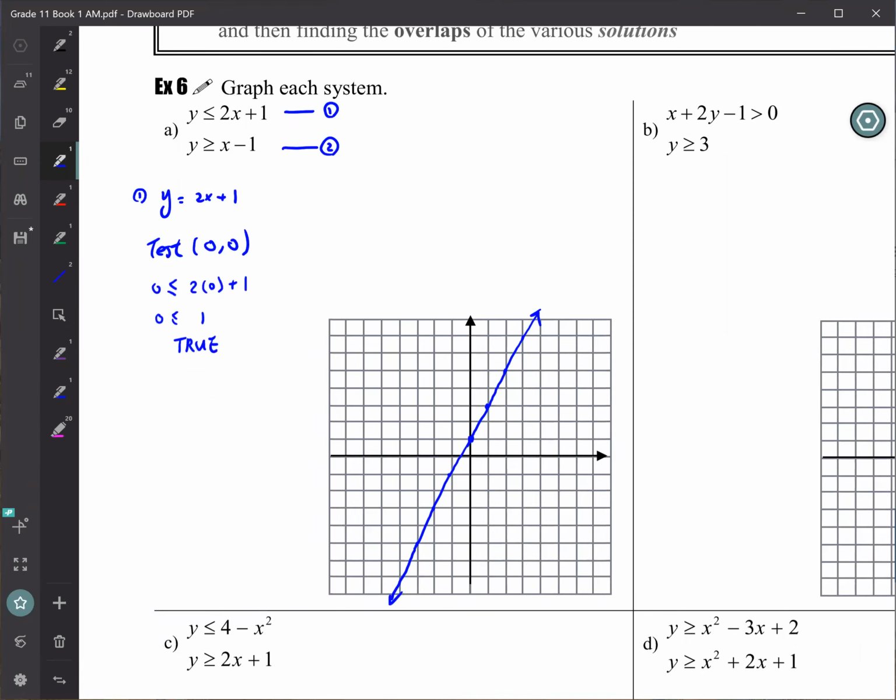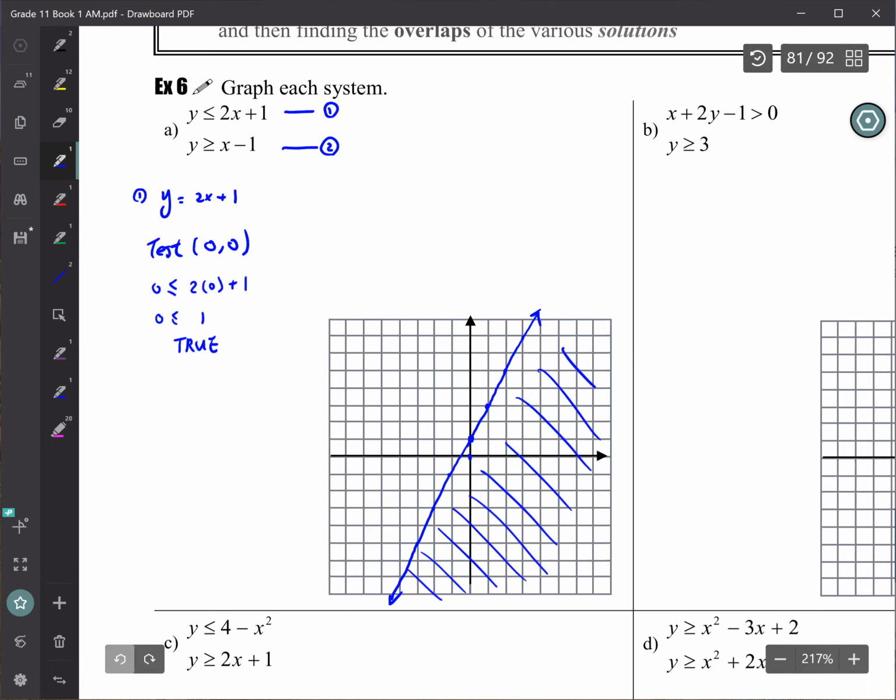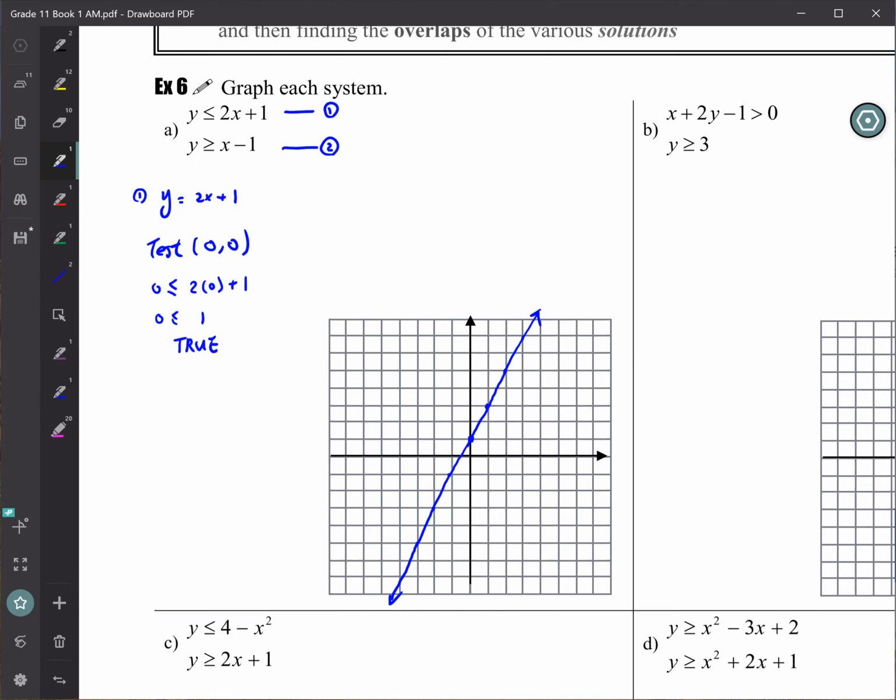But we are not doing the shading yet, okay? We know 0, 0 is true, right? 0, 0 is right here at the center. So if it's true, we're supposed to shade everything here. But because we're not done with the other graph yet, we're gonna erase that and then just make a little arrow. So I remember everything to the right is our answer, okay?